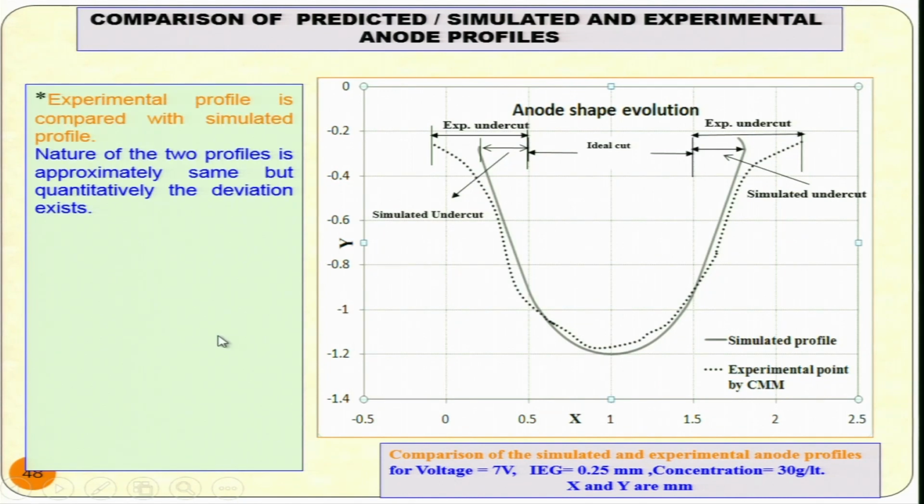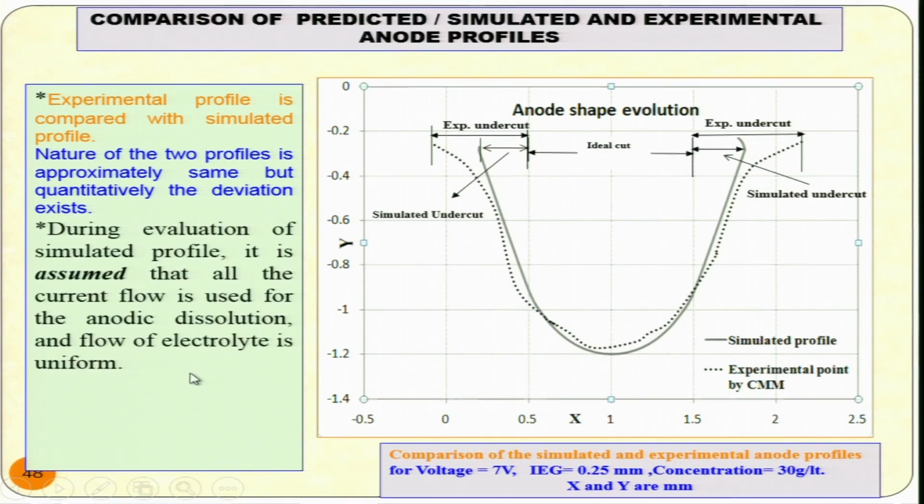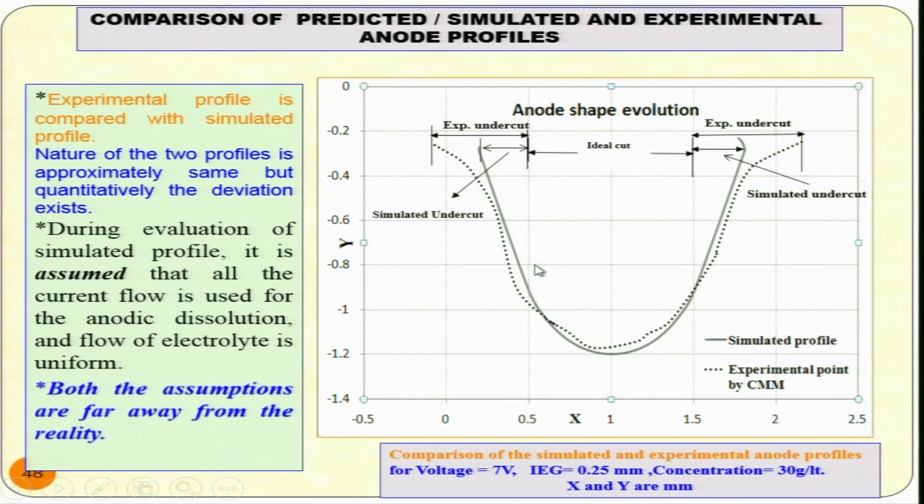The experimental profile is compared with the simulated profile. During evaluation of the simulated profile, it is assumed that all the current flow is used for the anodic dissolution and the flow of electrolyte is uniform, and both of them really do not hold true during experimental conditions, and that is why you can see the difference between the simulated and the experimental profile. Both the assumptions are far away from the reality, that is why this difference is there.